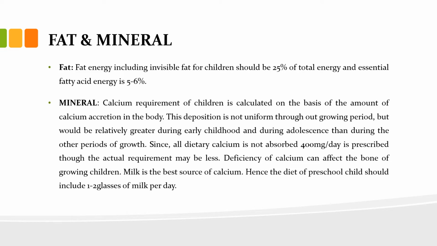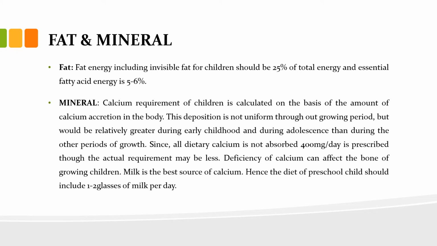Now we'll see minerals over here, but again we'll continue with fat in the upcoming slide. So mineral, calcium requirement of children is calculated on the basis of the amount of calcium accretion in the body. This deposition is not uniform throughout the growing period, but would be relatively greater during early childhood and during adolescence than during the other periods of growth. Since all dietary calcium is not absorbed, 400 mg per day is prescribed, though the actual requirement may be less. Deficiency of calcium can affect the bone of growing children.